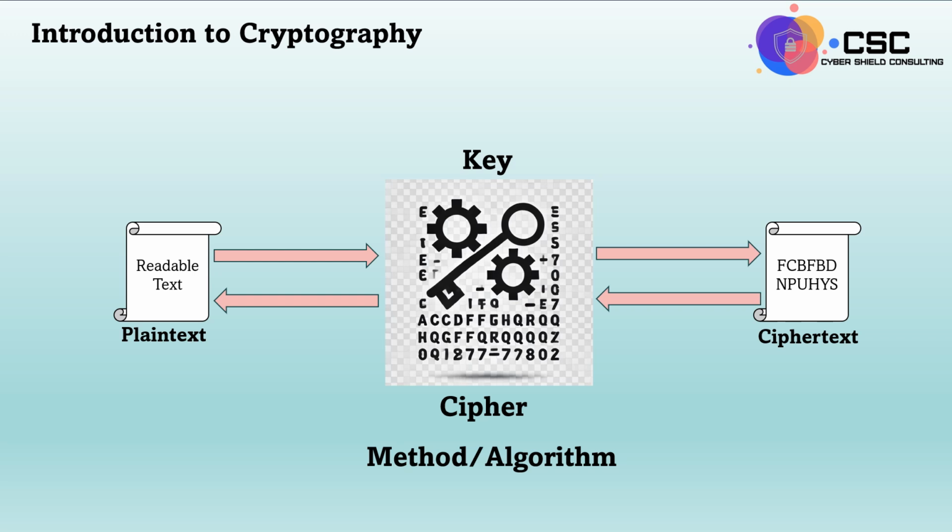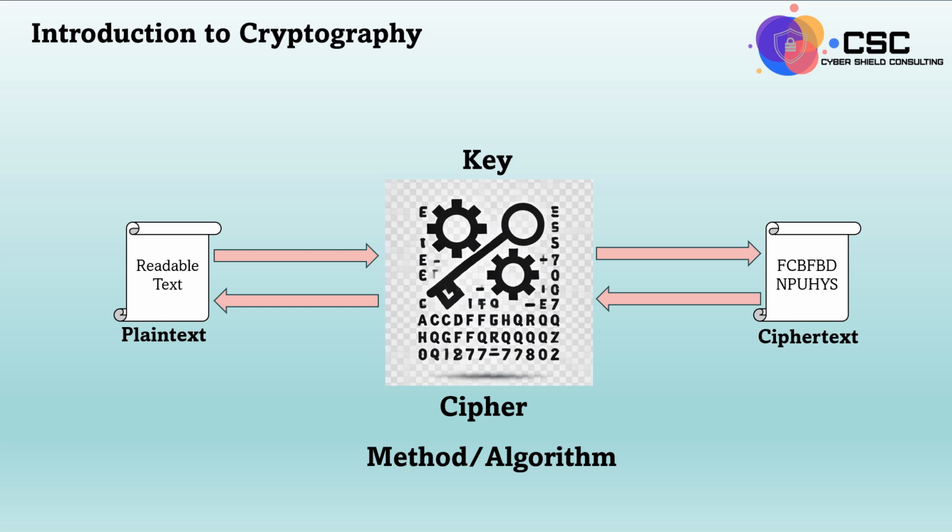Now let's talk about plain text and ciphertext. Plain text is the original readable message before encryption. It's what we want to really protect. Ciphertext, on the other hand, is the scrambled, unreadable version of the plain text that results from encryption. Only those with the right key can convert ciphertext back into plain text.